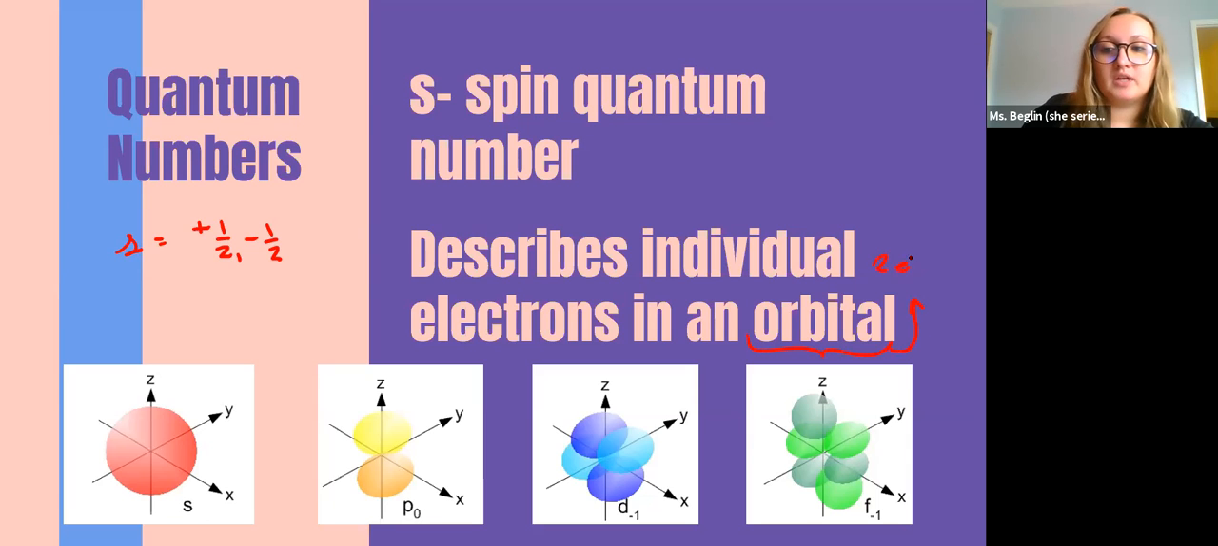Remember, each orbital can hold 2 electrons. So if we have a full orbital with 2 electrons, one electron will have the spin quantum number of +1/2. The other one will have the spin quantum number of -1/2. The Pauli exclusion principle states that no 2 electrons can have the same 4 quantum numbers.